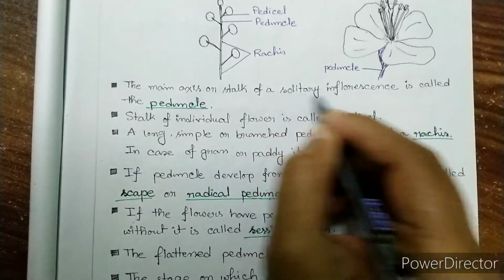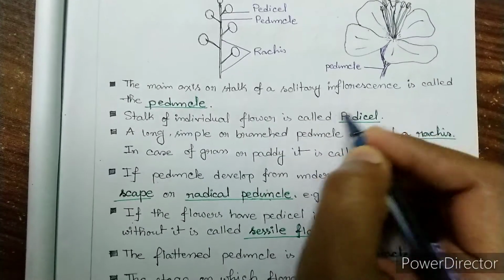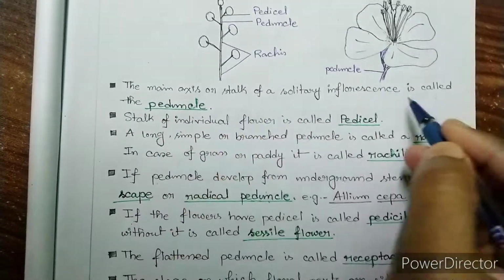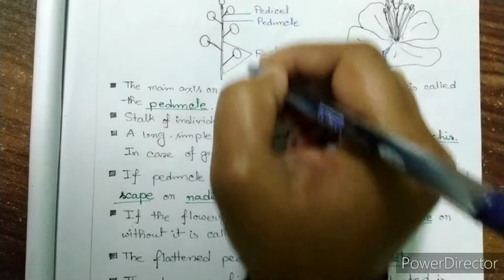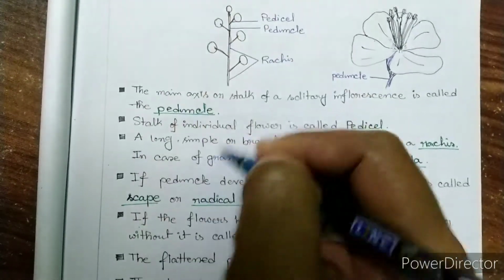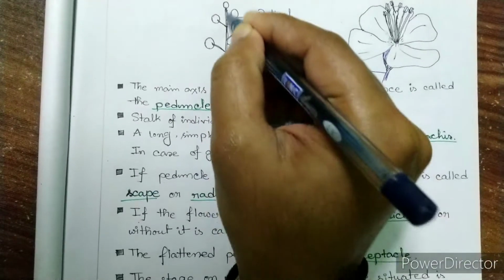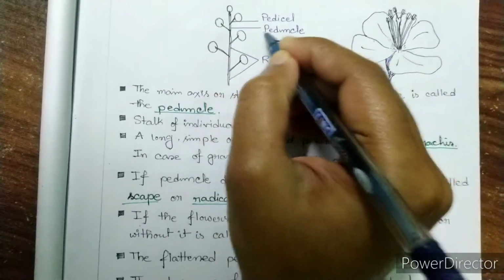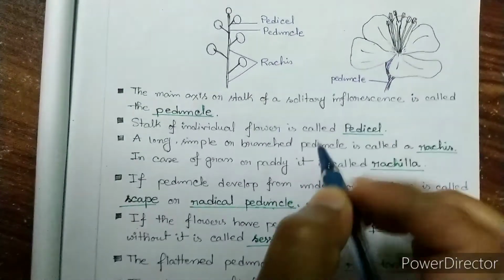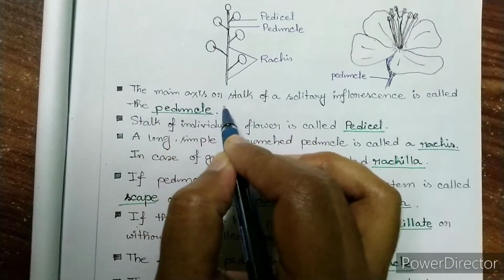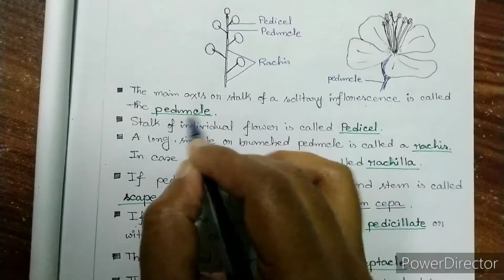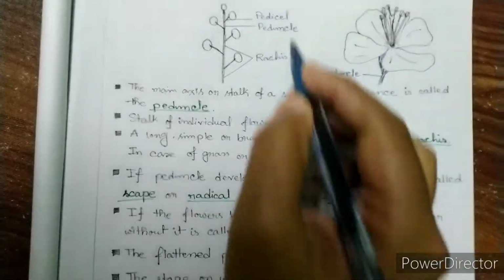So solitary inflorescence is one type of inflorescence, but one thing you just remember, that is the main axis of inflorescence. So this total is called inflorescence, and this is the stalk, so this stalk is called peduncle. Okay, so this is clear to you that the main axis or the stalk of solitary inflorescence is called peduncle.